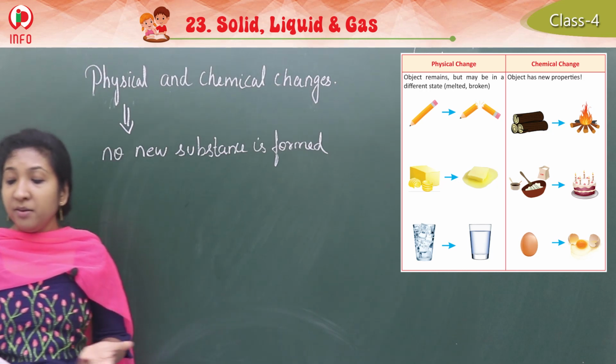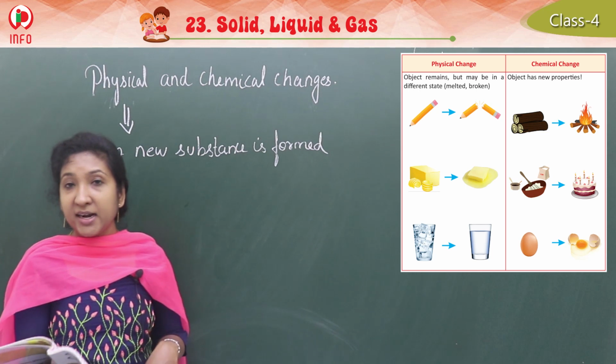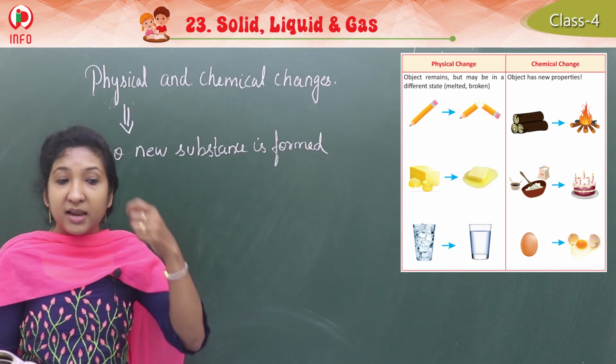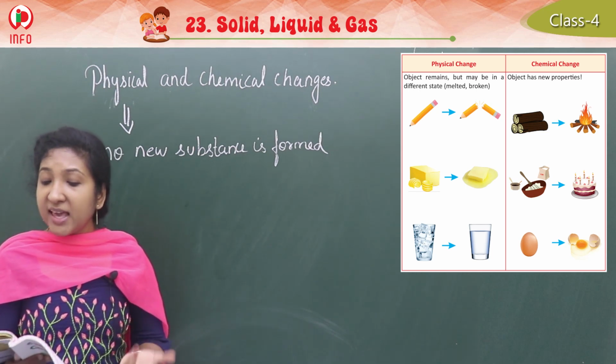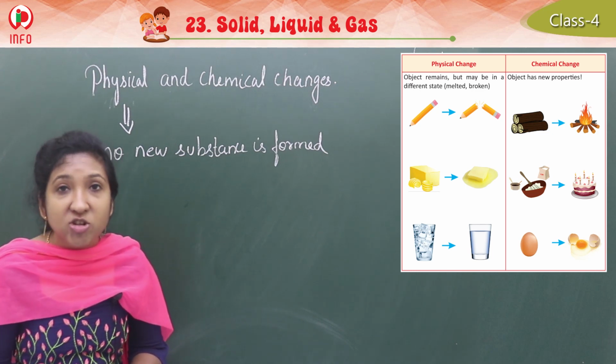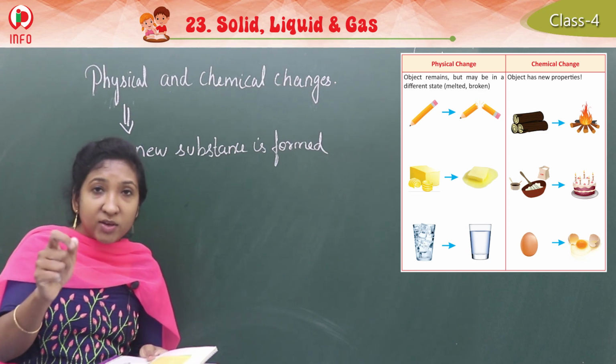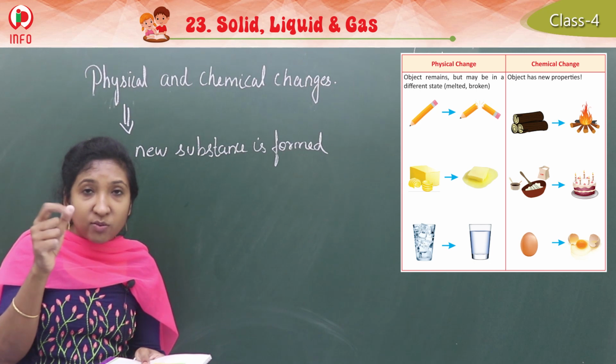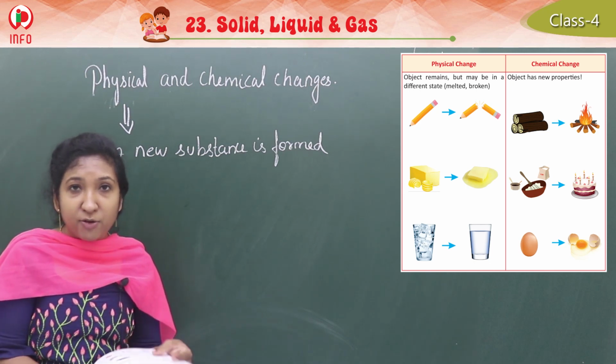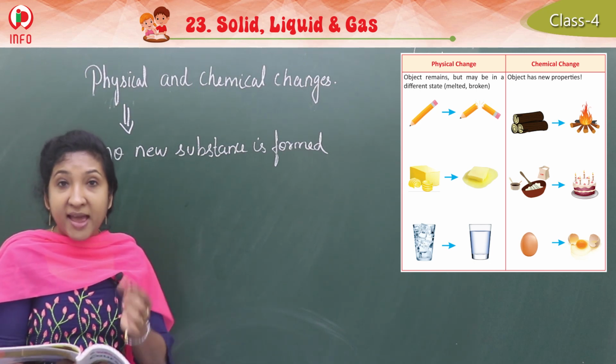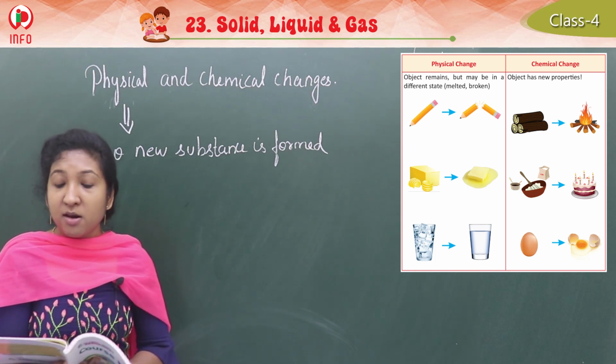Now another example. With the help of an adult, light a matchstick. It will change into smoke and ash. When you light a matchstick, we can see some fire coming. After that, what happens? Smoke we can see coming out from the tip of the matchstick. And ash, black color ash, smoke.